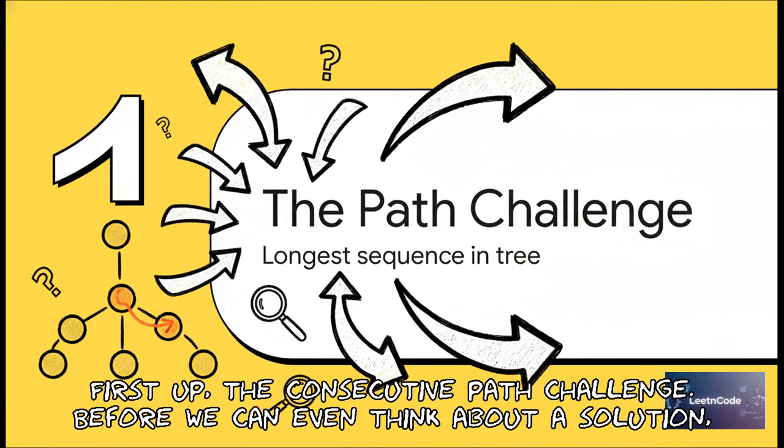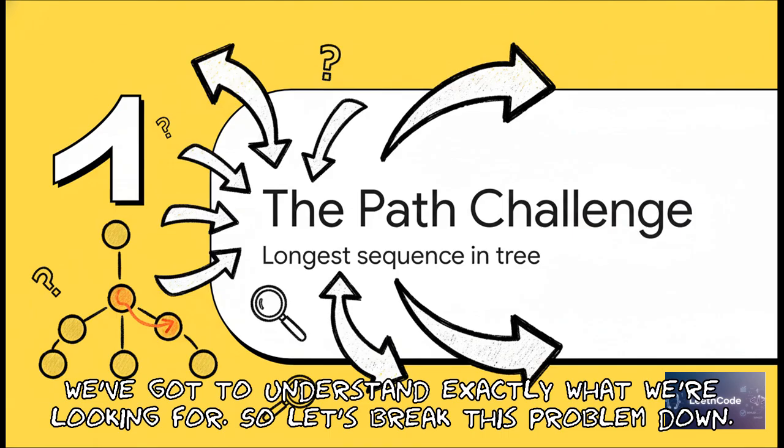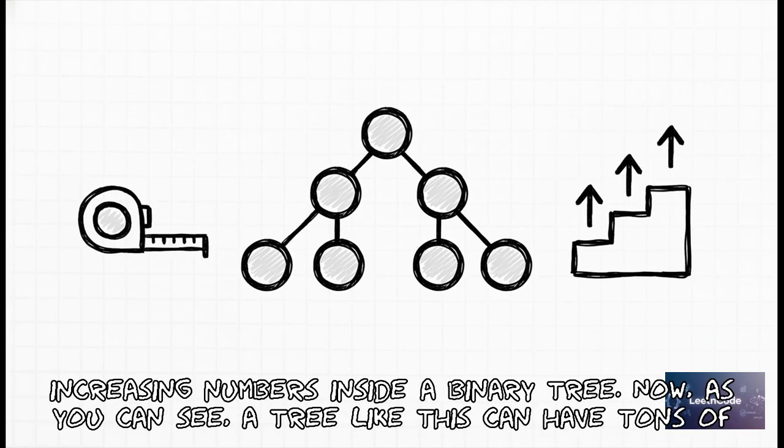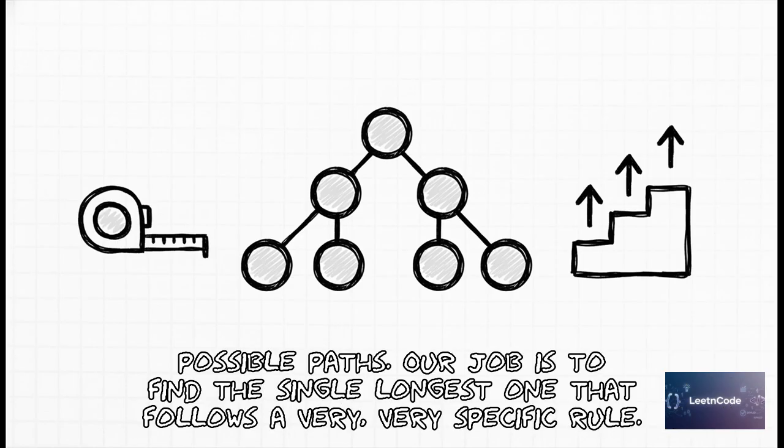Before we can even think about a solution, we've got to understand exactly what we're looking for. So let's break this problem down. Okay, so the goal is pretty straightforward. Find the length of the longest path of consecutive, increasing numbers inside a binary tree. Now, as you can see, a tree like this can have tons of possible paths. Our job is to find the single longest one that follows a very, very specific rule.